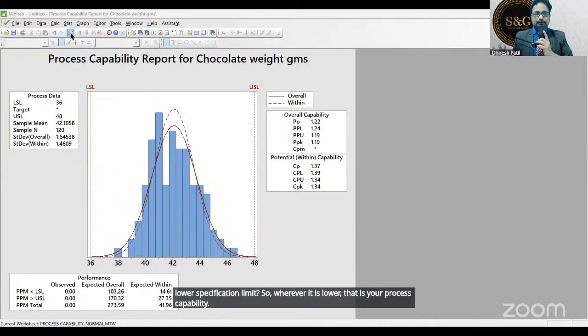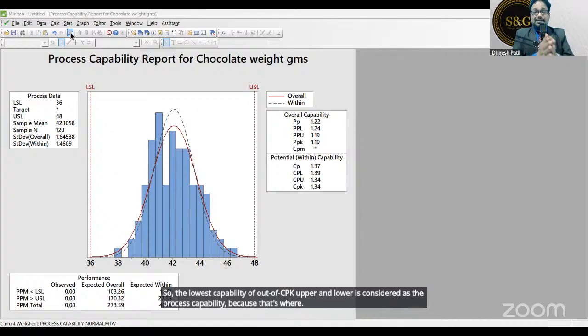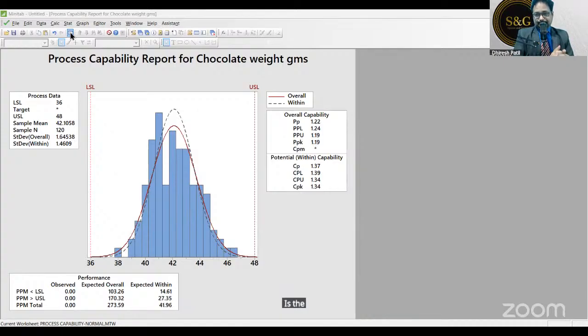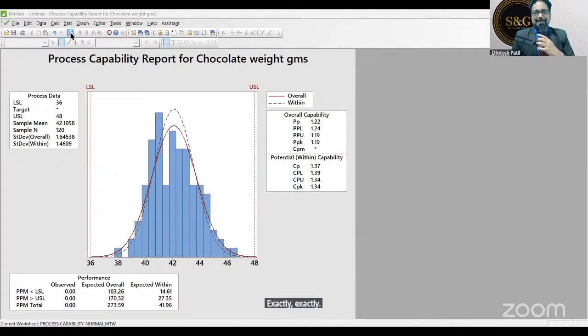Are you clear with this concept? So the lowest capability out of Cpk upper and lower is considered as the process capability, because that's where the process is prone to deliver more defects. Okay. Exactly. Clear?